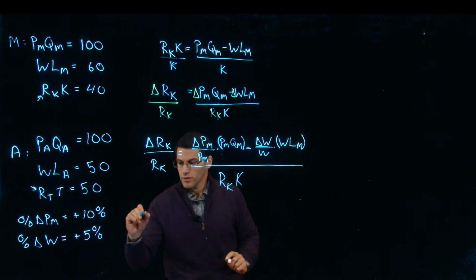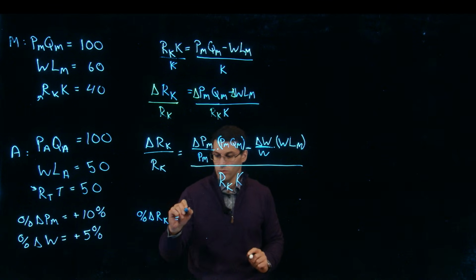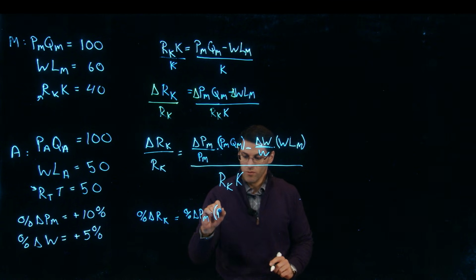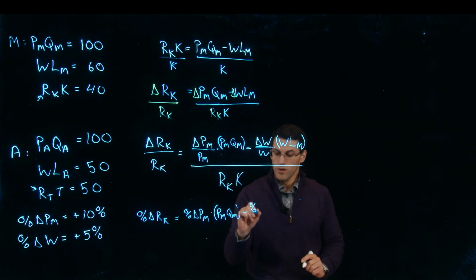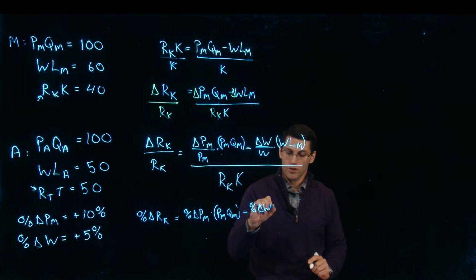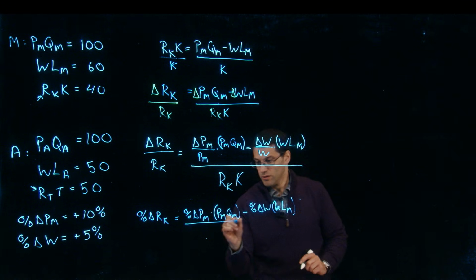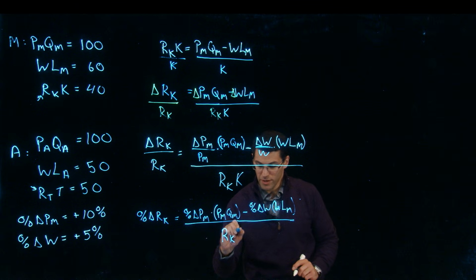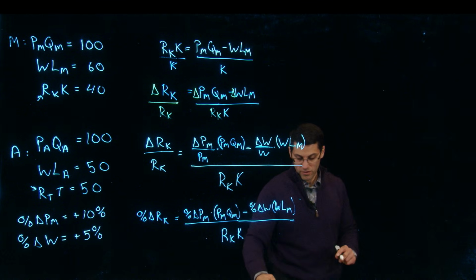So what is all of this now? Well, it's simply the percentage change in the rental rate on capital equal to the percentage change in the price of manufactured goods times revenue in manufacturing minus the percentage change in the wage times payments to labor in manufacturing, all over payments to capital.